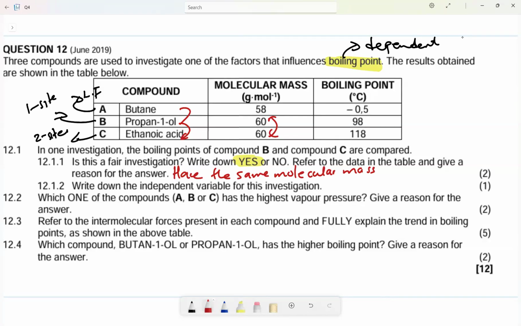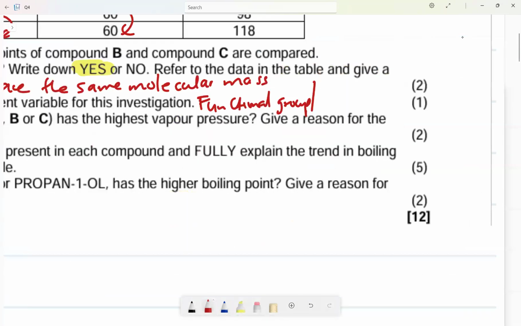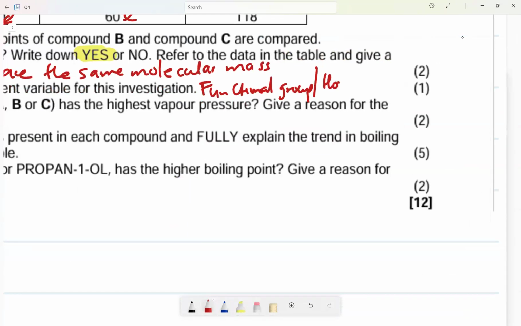So the type of independent variable here cannot be chain length. Chain length occurs within the same homologous series. Branching also occurs within the same homologous series. So here you can say homologous series, functional group, whatever, okay? So you can say it is functional group, or you can also say homologous series.